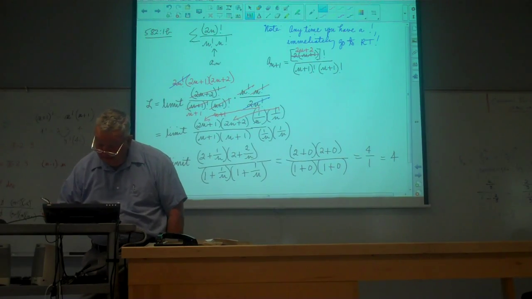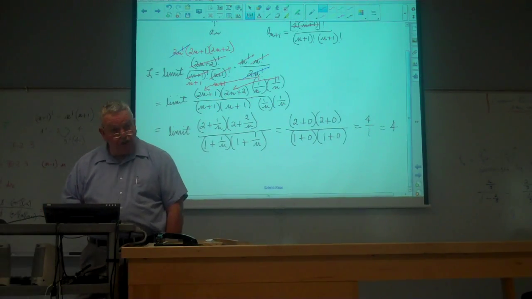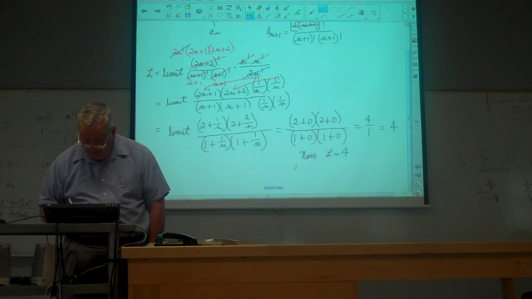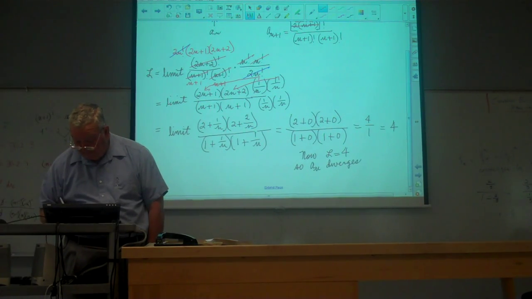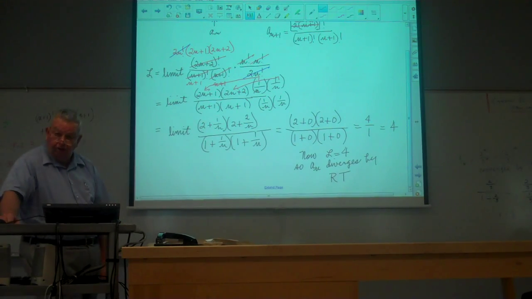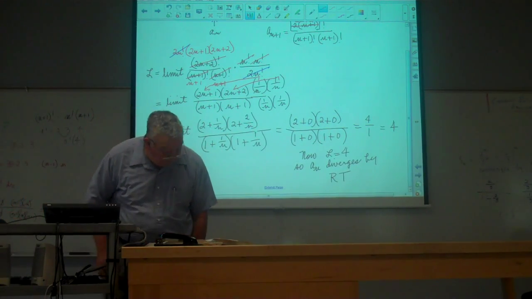Okay? However, now you got to state a conclusion. Now, L equals 4. So, A sub n diverges by, do we agree? So do you get the idea, everybody?